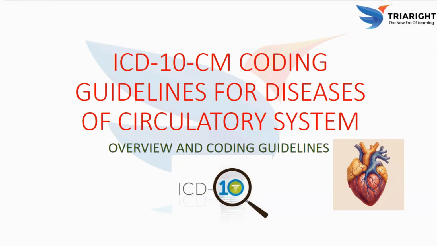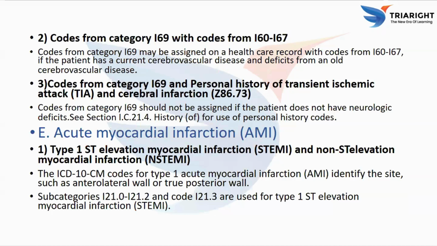So today you are going to learn about the ICD-10-CM coding guidelines for diseases of the circulatory system. In this session, we are going to learn a few ICD guidelines, like how to code the diseases when they are diagnosed. Coming to codes from category I69 with codes from I60 to I67.